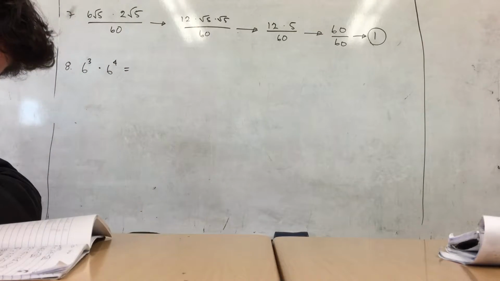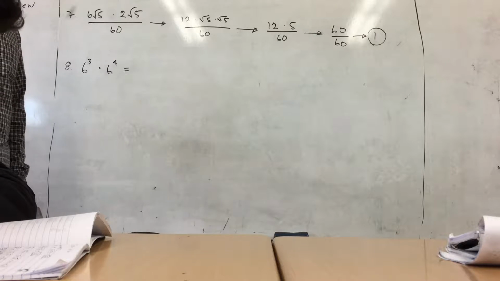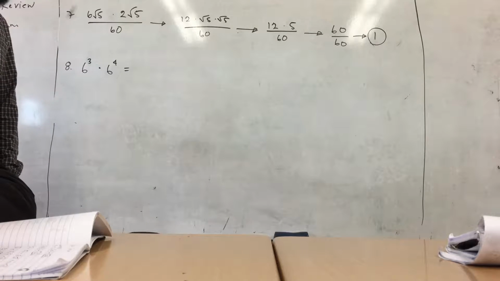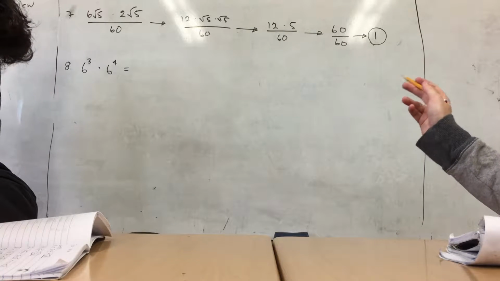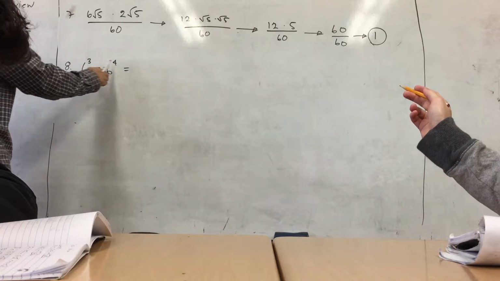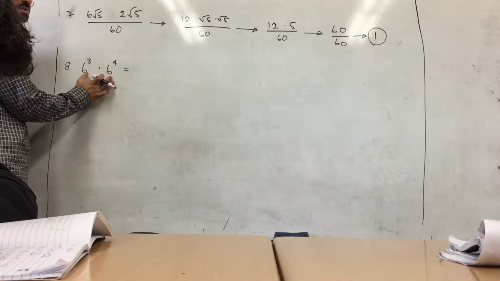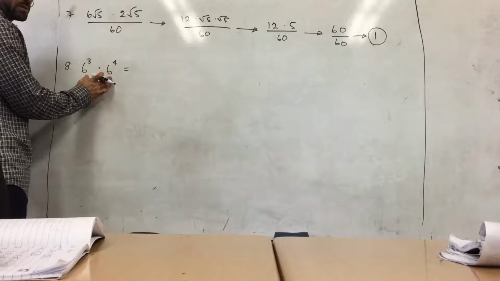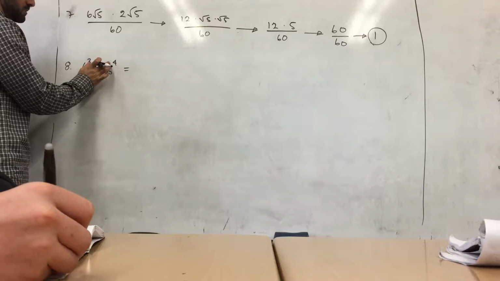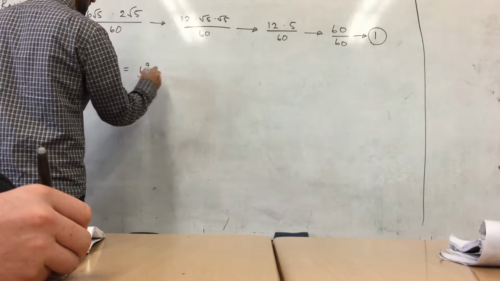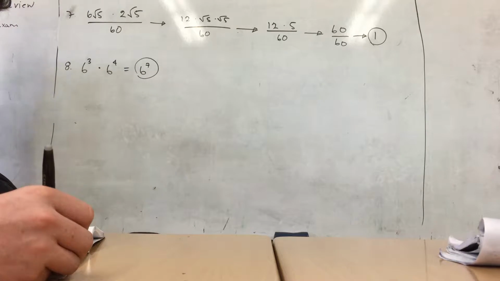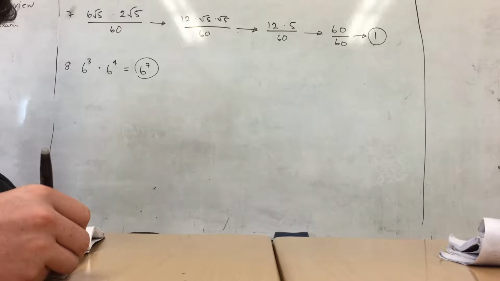What do you do here? Wouldn't you add the 3 and the 4? Okay, you add the 3 and the 4. Common base, 6 is the common base. The exponents are 3 and 4. You add the exponents, and that's what you end with.